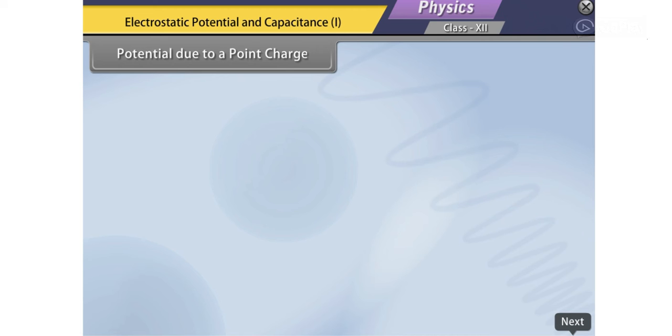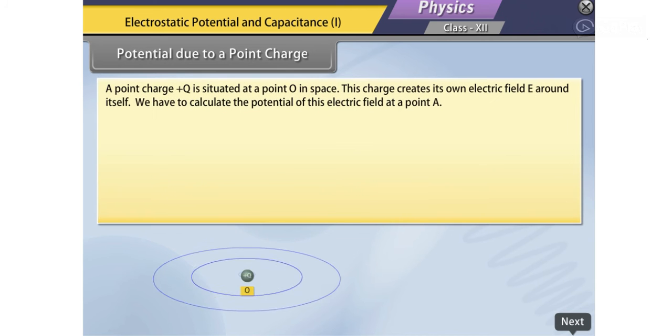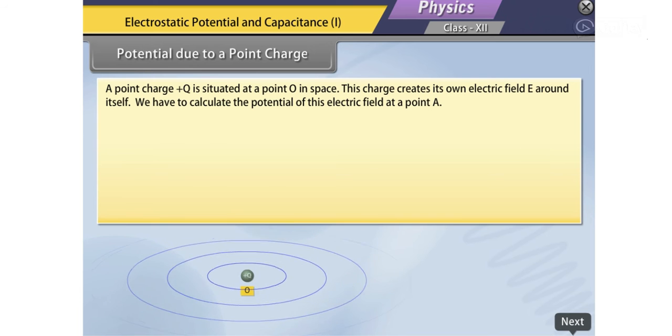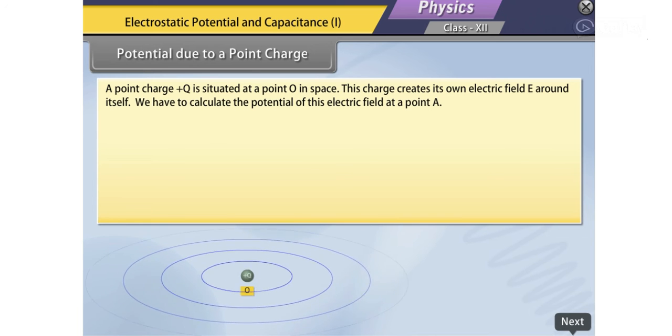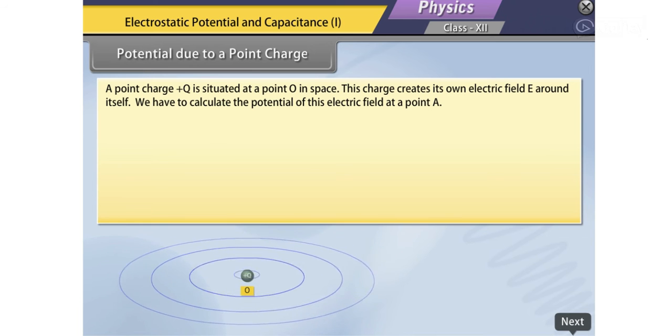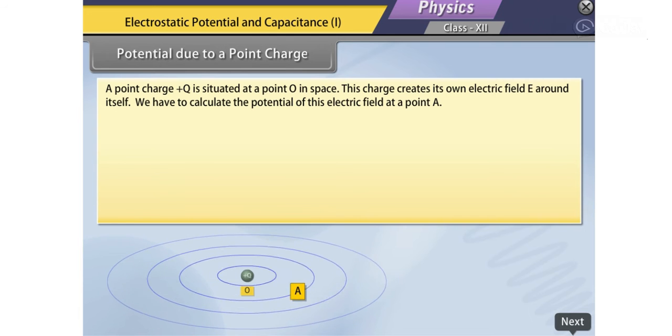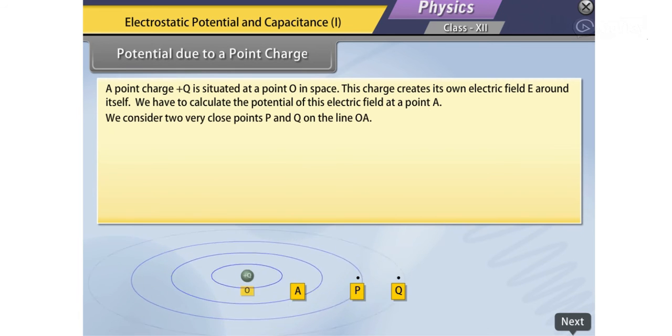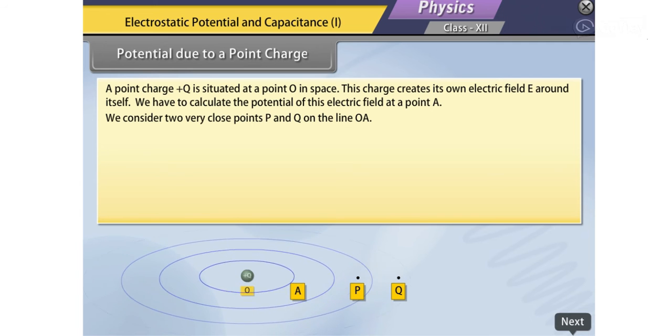Potential due to a point charge. A point charge +Q is situated at a point O in space. This charge creates its own electric field E around itself. We have to calculate the potential of this electric field at point A. We consider two very close points, P and Q, on the line OA.